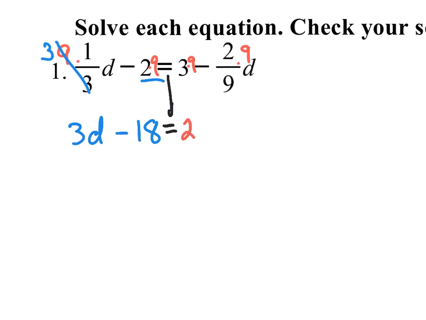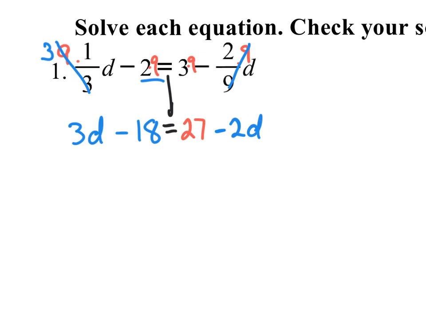And 3 times 9 is 27. And over here, the 9 and the 9 cancel. You end up with a minus 2d. Where did I get that from? I got it right here, the minus, the 2, and the d. So now I have this equation without fractions. And of course, the goal to solve any equation is to get the variable by itself on one side of the equal sign. So as you can see, here's our equal sign. And you want to get the d by itself on one side, but the problem is that there's d's on both sides. You don't want d's on both sides, so let's get rid of one of them.